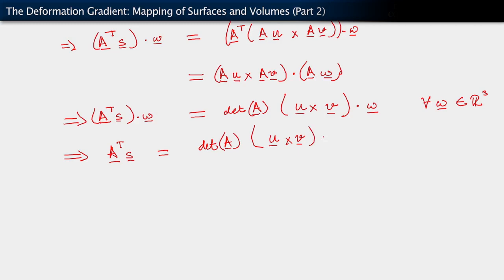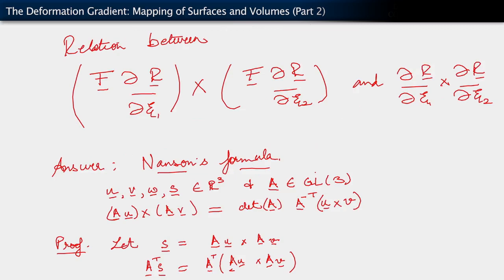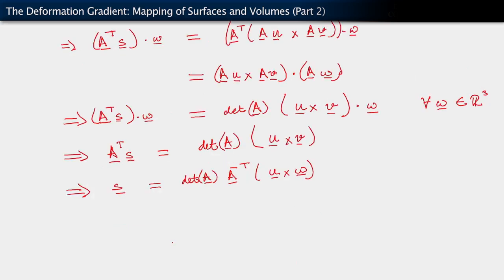Now, observe that our vectors U, V, S, and W were arbitrary. So all of this holds. So this result in particular, A transpose S dot W equals the right-hand side, holds for all W belonging to R3. But if that is the case, what this implies is that A transpose S equals determinant of A U cross V. Yeah, that's it. Okay, but then we see that S equals determinant of A inverse transpose U cross V. Let's see what we started out with. Well, that's what we started out with. Look at the statement of our theorem. We have this, and that's what we define to be S. The right-hand side is what we proved S to be. Okay, so that does it.